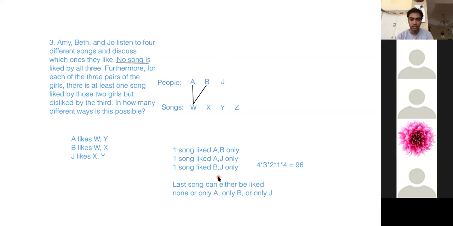Isn't it the case that Z is liked by 2 people? Isn't that what's missing? Yes, good. So I forgot about this case where what if the last song was liked by 2 of the 3 people, right? Okay, so what would that look like instead?